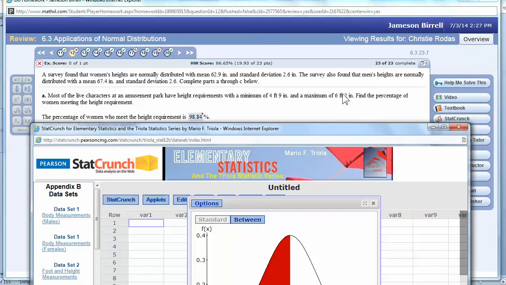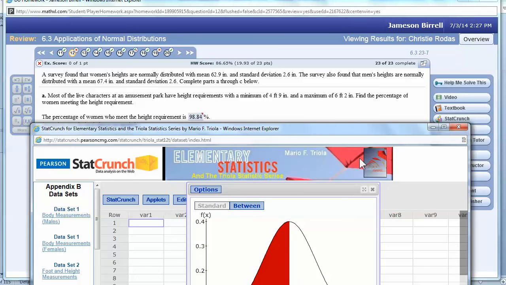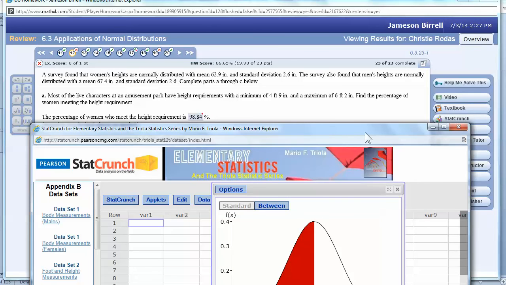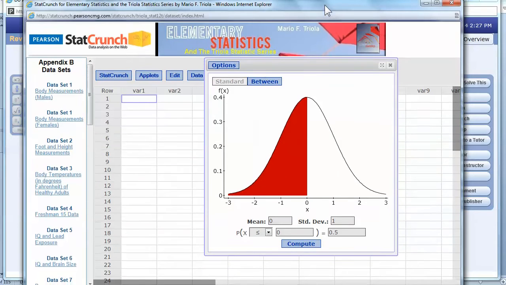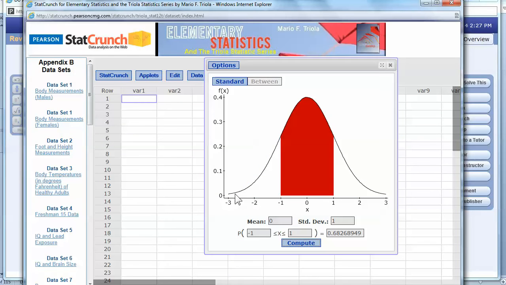Let me get this up here on the screen a little bit. You know what? It's not going to let me show you everything. So we'll just remember it's 4 feet 9 and 6 feet 2. Now if you're doing the table, it's a little bit of a mess because you have to go find in the table the left area up to the furthest right endpoint, and then find the left area up to the furthest left, and then you subtract that area off and you're left with the in-between.